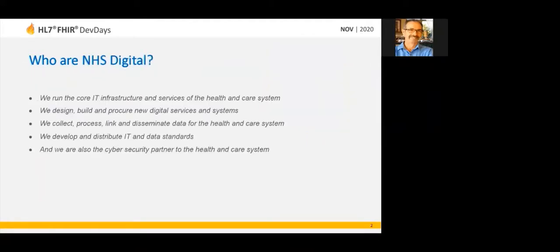First, let me introduce NHS Digital to those who may not be as familiar with who we are and how we support the NHS across the UK. We run the core IT infrastructure and services of the health and care system. We design, build and procure new digital services and systems. We collect, process, link and disseminate data from the health and care system. We develop and distribute IT and data standards. And we are also a cybersecurity partner to the health and care system. So when it comes to improving lives using data and technology, we're right at the centre of this work across the NHS.